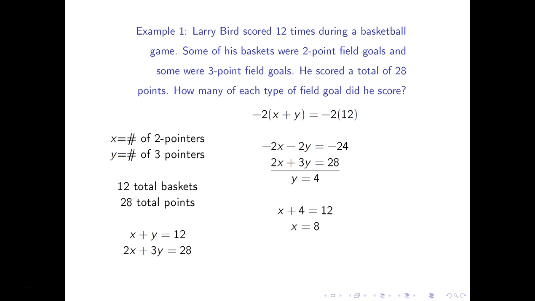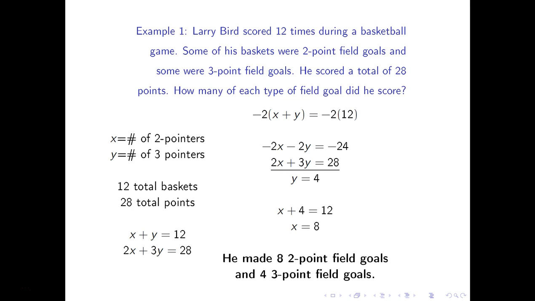You really need to restate what the answer to this is. So think about that. What was x in the first place? I wrote it down. x is the number of 2-pointers. So how many 2-pointers did I score? 8 2-pointers. How many 3-pointers? 4. I should say Larry Bird, not myself. So the answer to that is he made 8 2-point field goals and 4 3-point field goals.